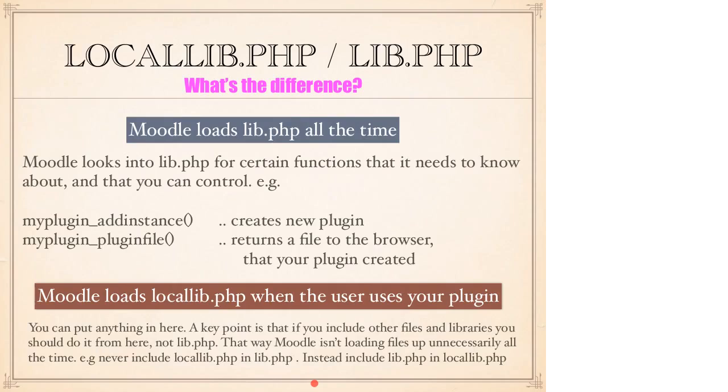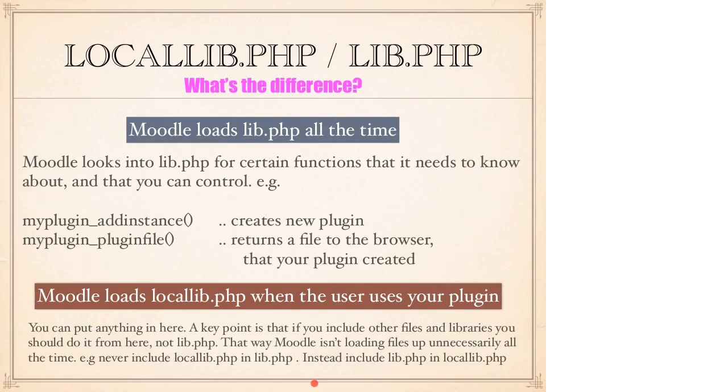But it goes like this: Moodle loads lib.php all the time. That's the one that it loads when it's building menus or when it's looking for shared functions it needs to do different things, like backup and restore and stuff like that. It uses lib.php. But locallib.php is just used by your plugin when somebody's loaded it on the page and they're doing stuff, and you want functions that are specific to your plugin. But things that the container, Moodle as a container, needs to know about, they should be in lib.php.